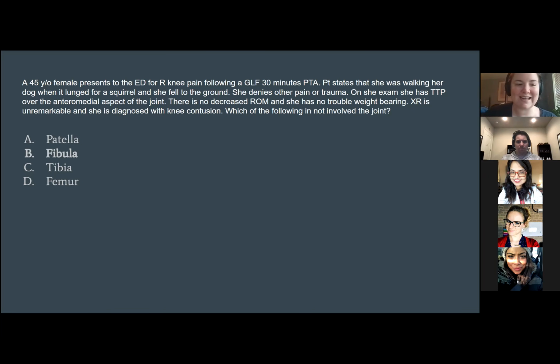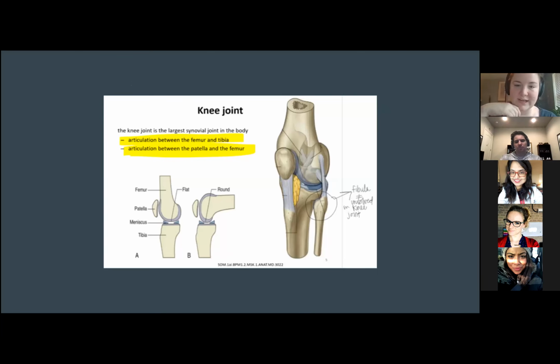Most of you guys are getting it. It's the fibula. So please make sure that you understand which bones are involved in the joints, because these can be easy test questions if you understand this. So in the knee joint, it's articulation between the femur and the tibia, and the patella and the femur, but the fibula is not involved in this.